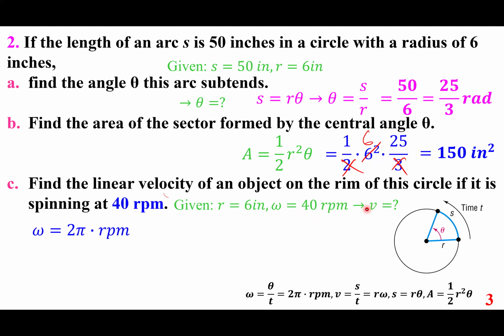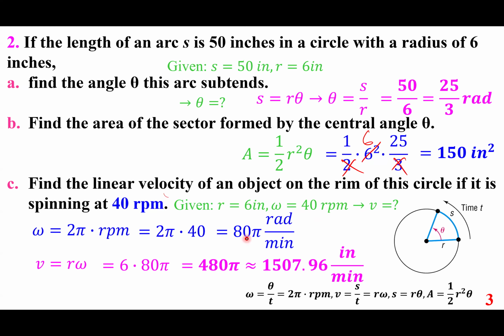So omega is 2 pi times RPM, 2 pi times 40, or 80 pi radians per minute. V is r omega. r is 6 and omega is 80 pi. So we get precisely 480 pi, or 1,507.96 inches per minute.